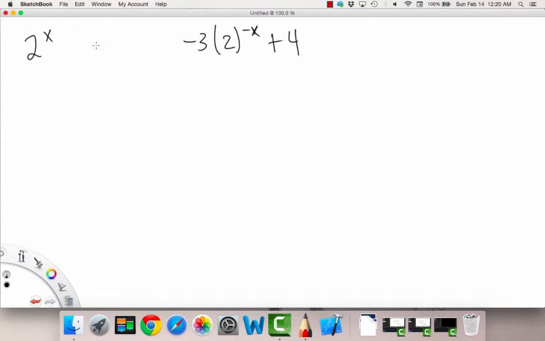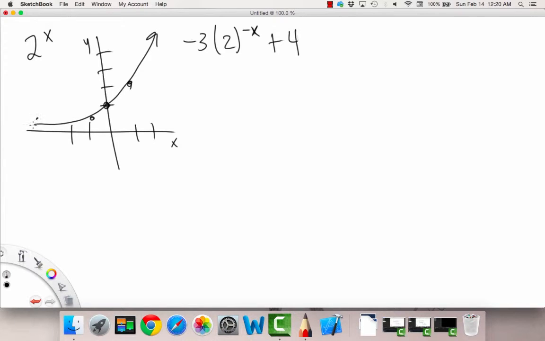So if we start with our 2 to the x graph, we're going to start with something like this. So we have x and y, 1, 2, 3, 4, and 1, 2. So we have something that looks like this. Let me just draw our sketch again. Okay, so this is 2 to the x.